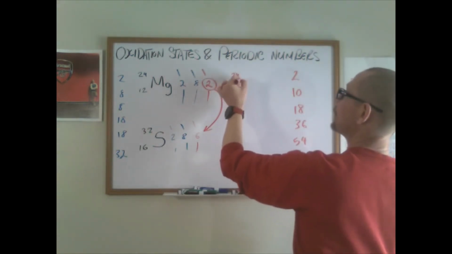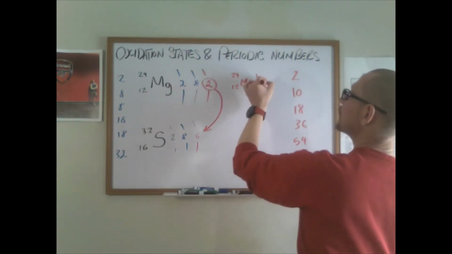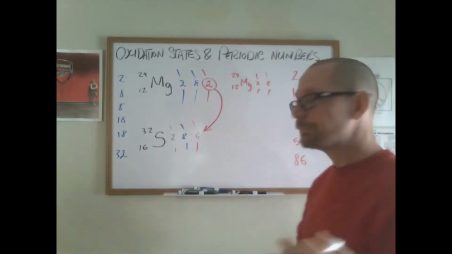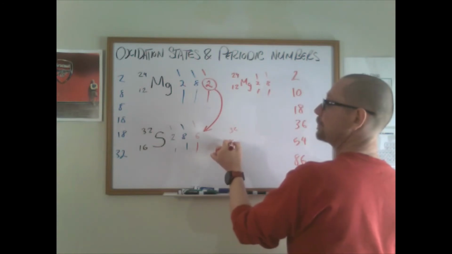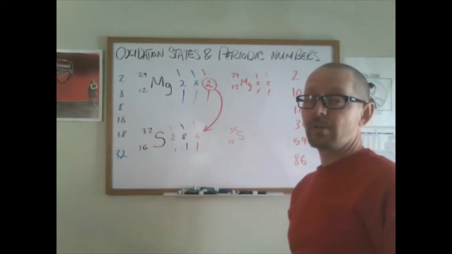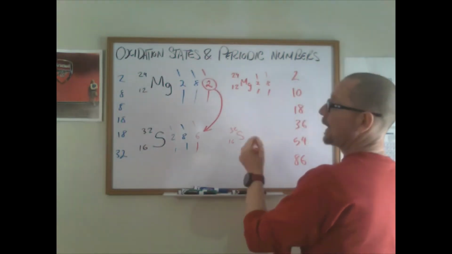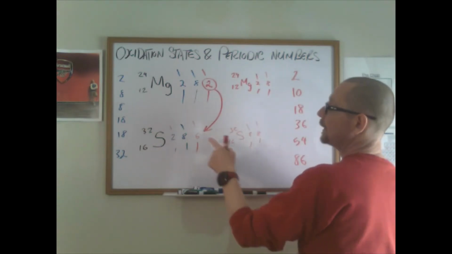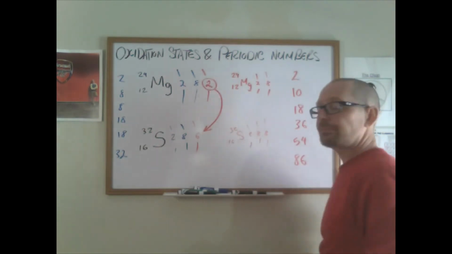24 over 12 Mg: 2, 8, and that's it. If I go down to here, 32 over 16 sulfur. Remember the symbol and the atomic number are always linked. I'm going to end up with 2, 8, 6 plus 2 is another 8.